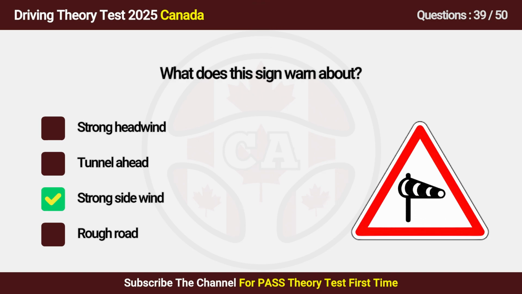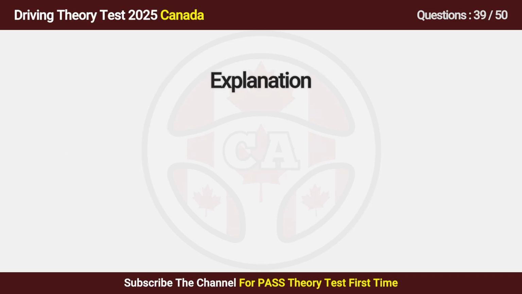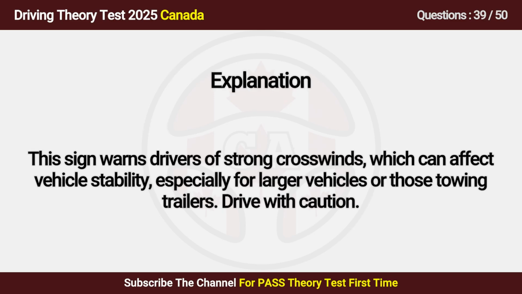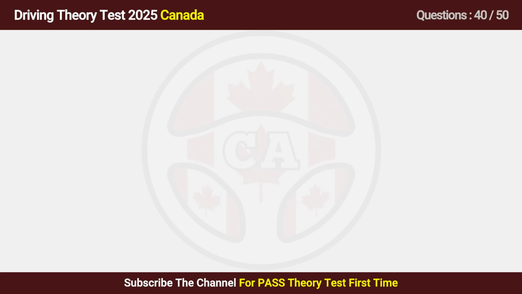Answer is C. Strong side wind. This sign warns drivers of strong crosswinds, which can affect vehicle stability, especially for larger vehicles or those towing trailers. Drive with caution.